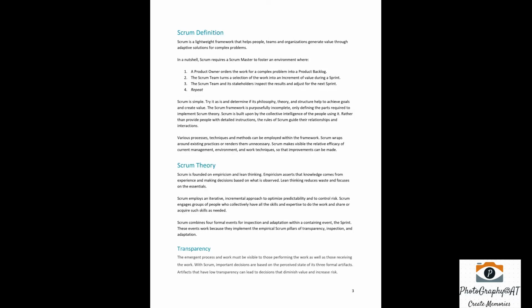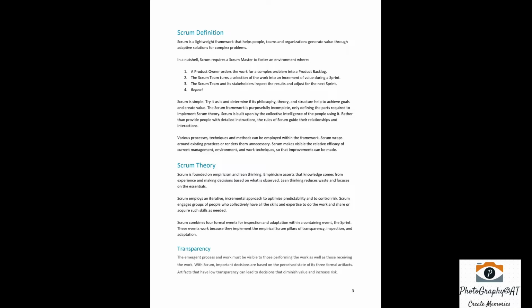Scrum definition. Scrum is a lightweight framework that helps people, teams, and organizations generate value through adaptive solutions for complex problems. In a nutshell, Scrum requires a Scrum Master to foster an environment where: 1. A product owner orders the work for a complex problem into a product backlog. 2. The Scrum team turns a selection of the work into an increment of value during a sprint. 3. The Scrum team and its stakeholders inspect the results and adjust for the next sprint. 4. Repeat. Scrum is simple. Try it as is and determine if its philosophy, theory, and structure help to achieve goals and create value.